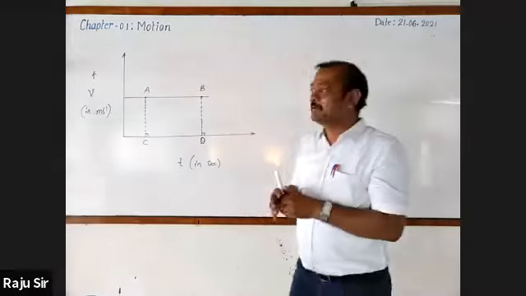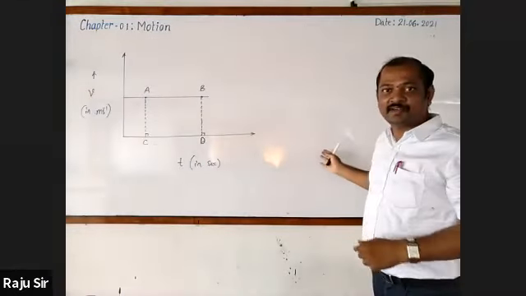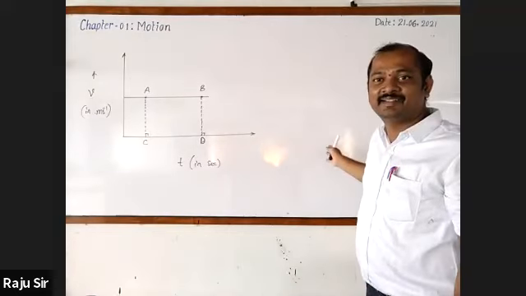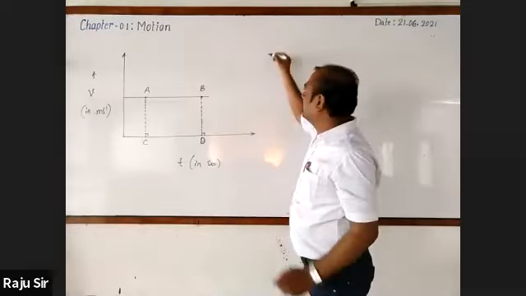ABDC? Rectangle. Square. Rectangle. Right? Whatever the board is there, what is its shape? Rectangle. Here it is, a rectangle. Just observe here.